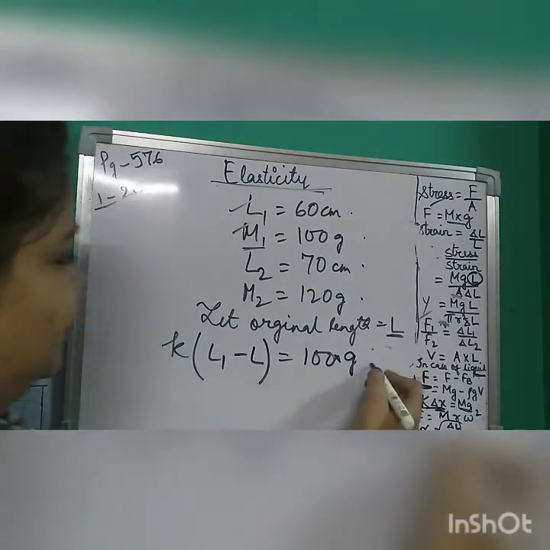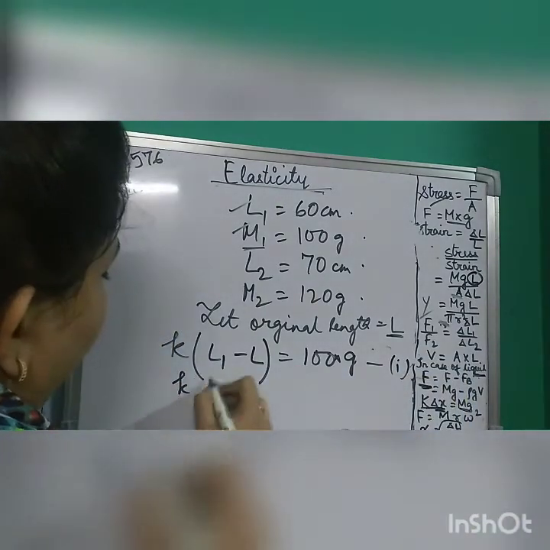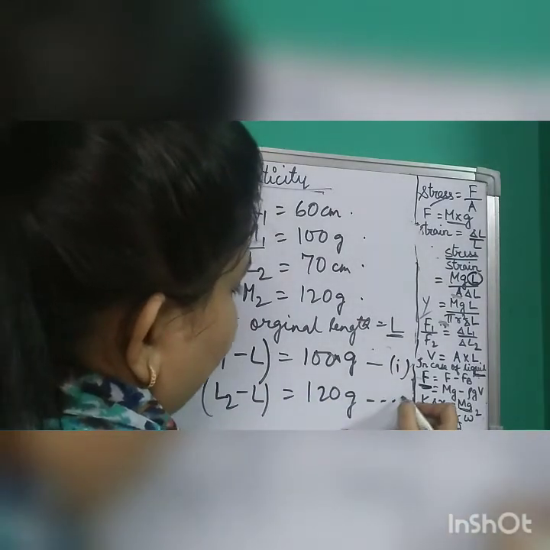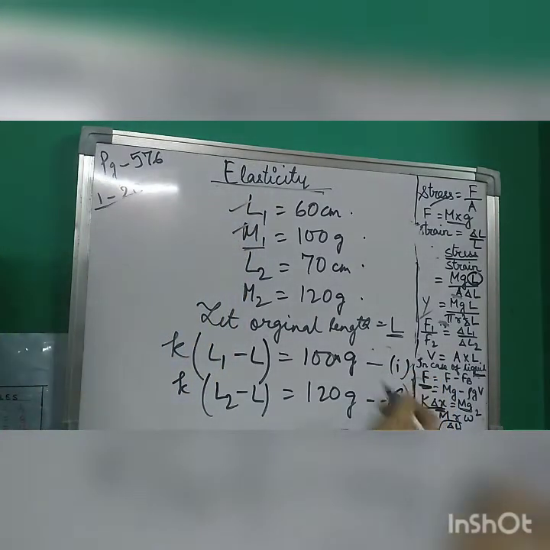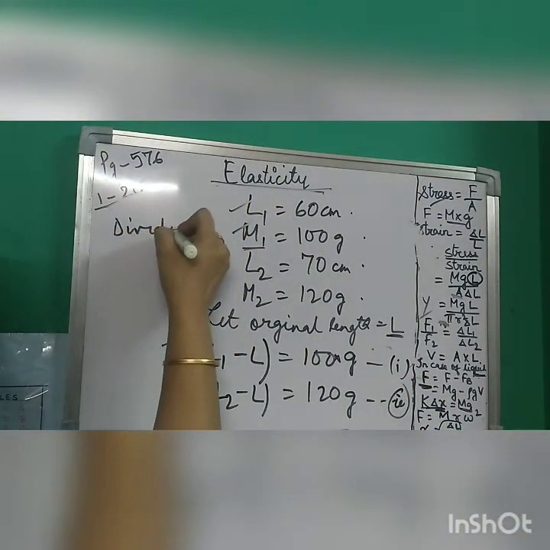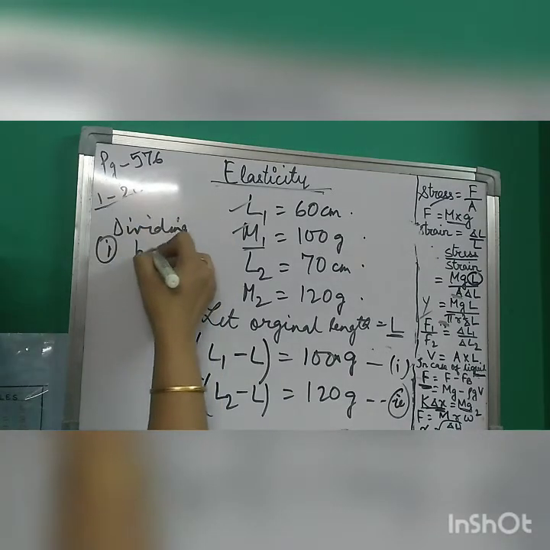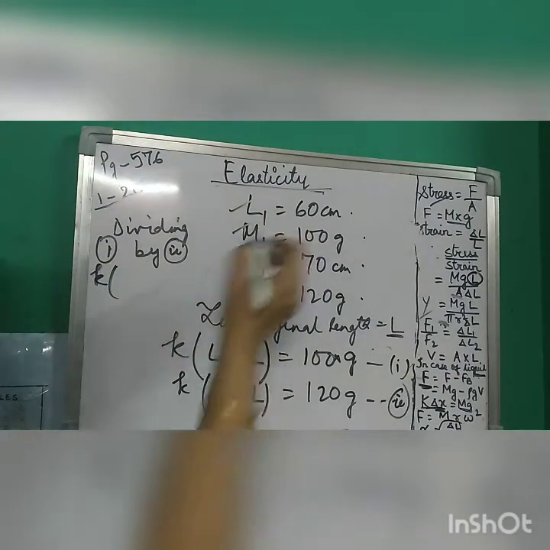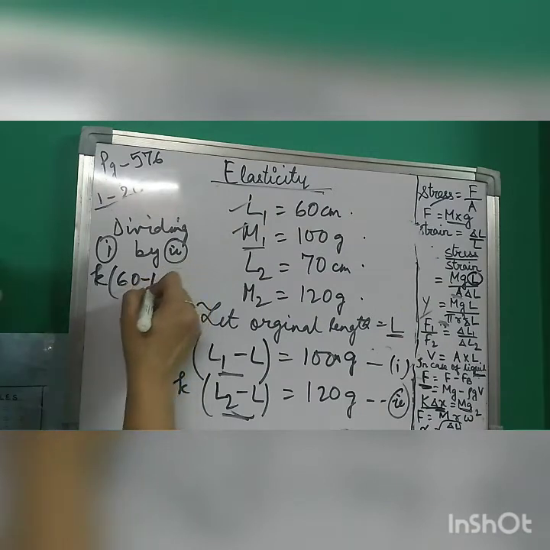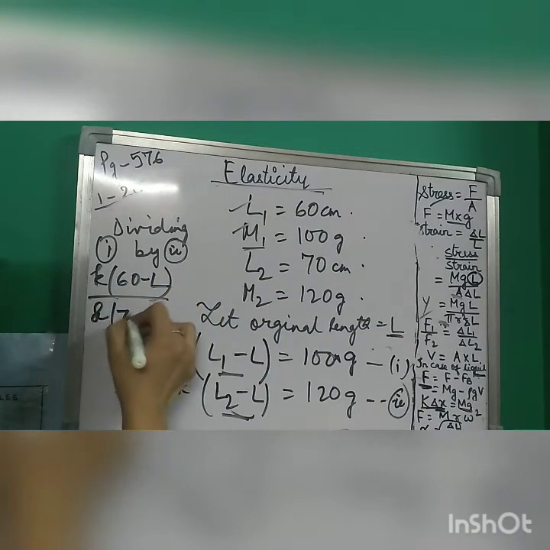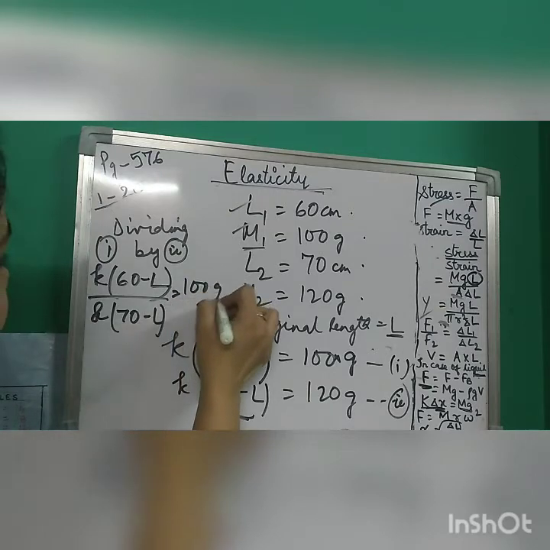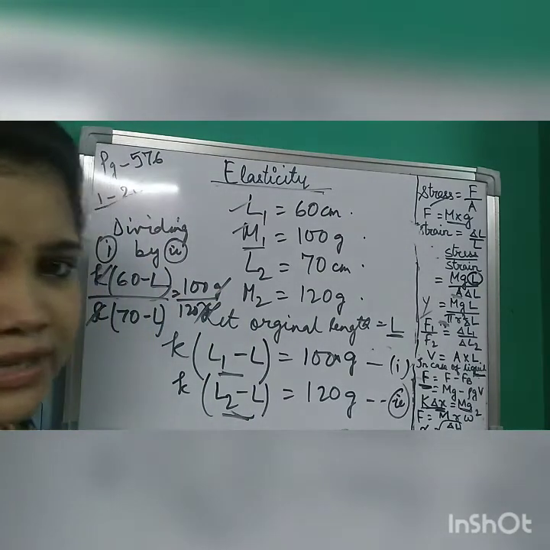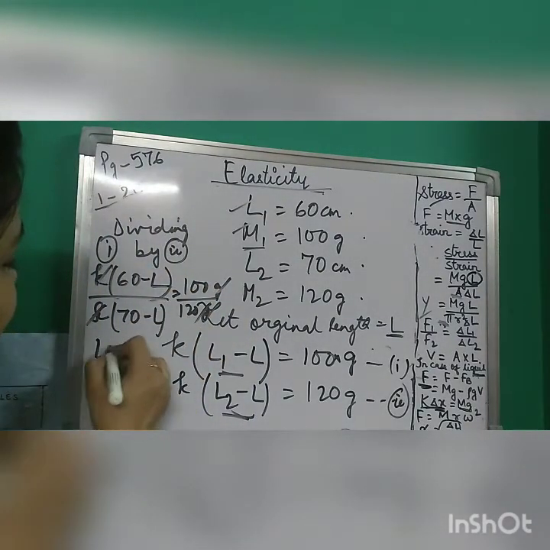Now what is the second? This is equation 1. Let us find equation 2. Similarly, L2 minus L is equal to 120 gram times g by K. Now if you divide 1 by 2, you'll get the value of L because L1 is given to you. L1 is 60, so 60 minus L, over 70 minus L, is equal to 100g by 120g. g gets cancelled, K gets cancelled. Now you can solve and you will get the value of L from here.